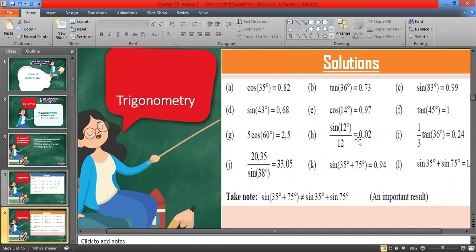In this case, you first start off with your fraction button, then you punch your sine 12, and at the denominator, you put your 12, then put your answer, and you get 0.02. You should just try this to make sure. We're doing this so that you should know how to play around with your calculator while doing trigonometric sums. Also, you've got 1 over 3 tan 60.